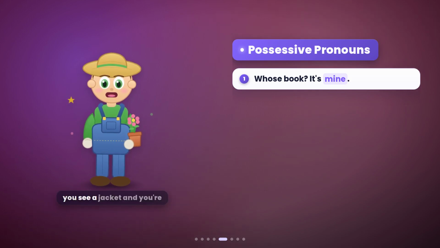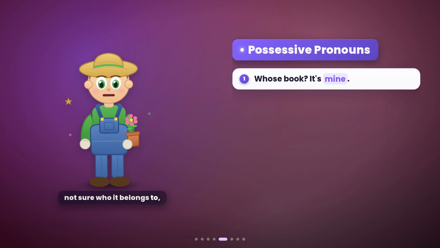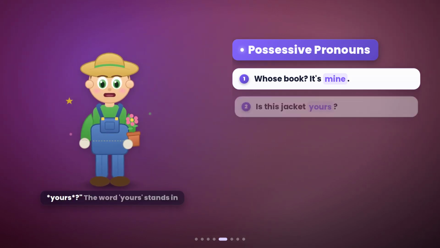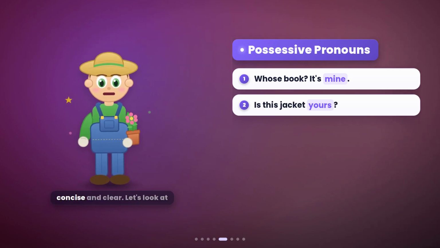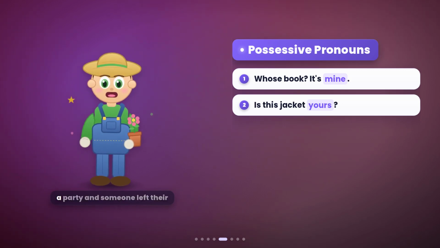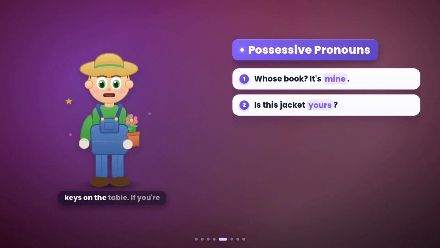Another example, if you see a jacket and you're not sure who it belongs to, you might ask, "Is this jacket yours?" The word yours stands in for your jacket, making the sentence concise and clear. Let's look at a different scenario. Imagine you're at a party and someone left their keys on the table.